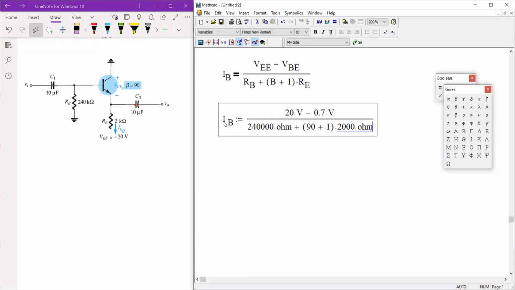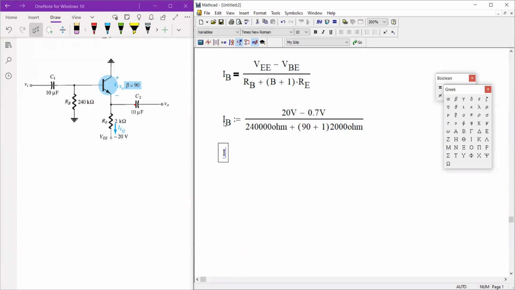And of course, this will give us an I sub B of somewhere near 45 microamperes, specifically 45.735 microamperes. So meaning we have a current flowing this way, which is your I sub B at 45.735 microamperes.